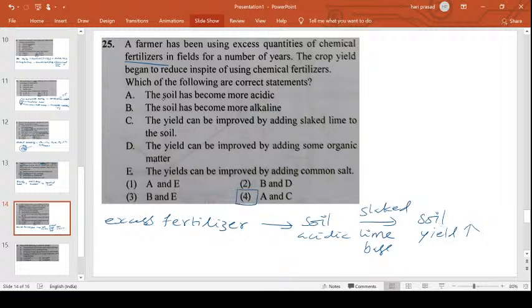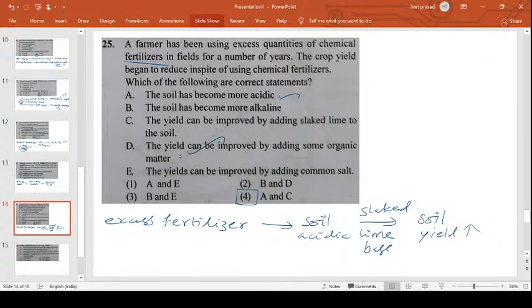Now we can say the soil has become more acidic. Why is the soil becoming more acidic? If you use excess fertilizer, the soil becomes more acidic, we can say.